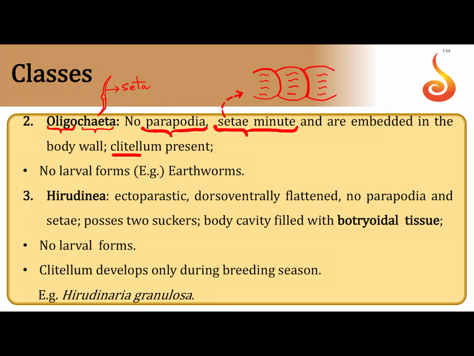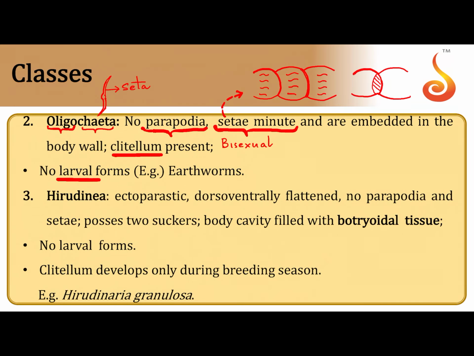In them clitellum is present, which helps in the formation of cocoon. Even earthworms exhibit internal segmentation. That means if this is one segment and this is the next segment, the two segments are not only separated externally by a groove, but internally also there will be a partition between the two segments, which is referred to as the septa. They do not exhibit larval forms, and they are bisexual or hermaphroditic forms.